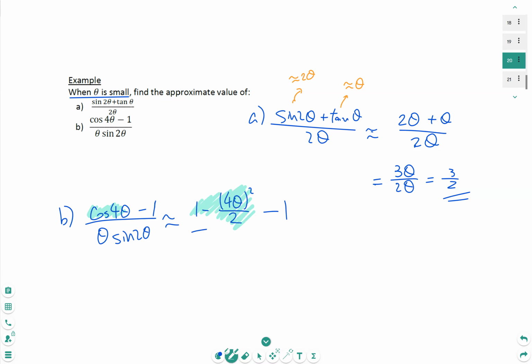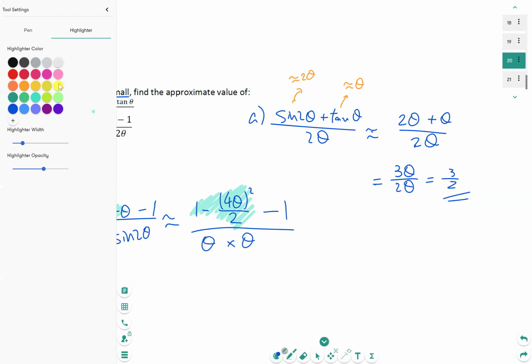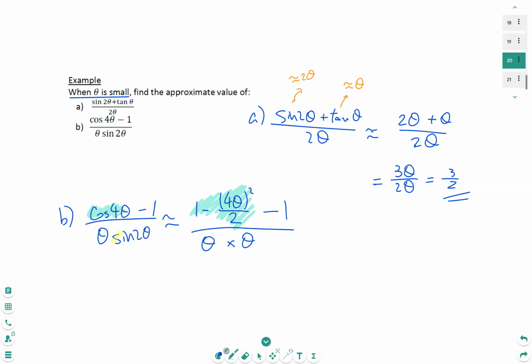Okay, over theta times sine 2 theta. Sine 2 theta is 2 theta. So just to make you aware, again, this sine 2 theta. Oh, I made a mistake. It should be 2 theta in here. Okay. Right, then I'm just going to simplify the numerator in here.